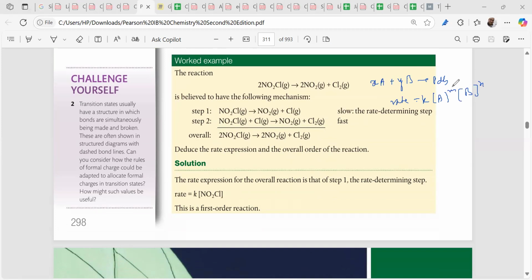So did we discuss that m and n are the order of the reaction? Does it have any relation with the x and y? Does it have x and y? It does not, right? So now we have to understand why. Where does it have a relation with, right?